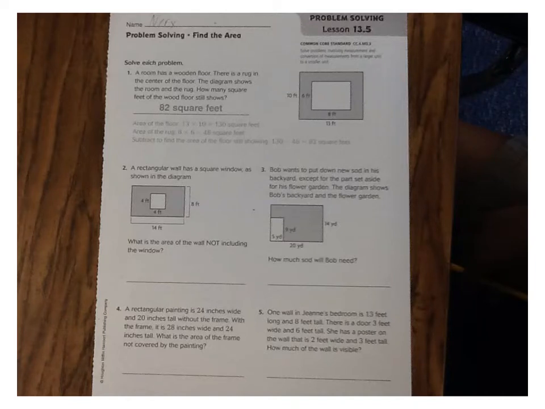This lesson is 13.5. It's on problem solving and finding the area. These are real life situations where you have to find the area of something and then take part of it out to make it realistic. In number 1, they were talking about a room that has a wooden floor with a rug on it. They needed to find how many square feet of the wood floor still shows, the darker area. So they needed to find the total area and then take out the white rectangle, which was the area of the rug. We're going to go ahead and do number 2 and number 4.